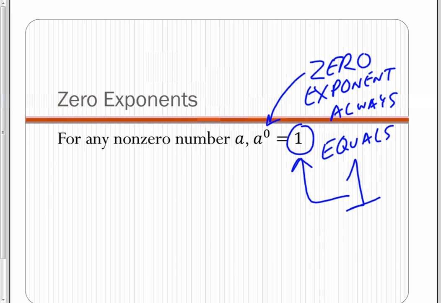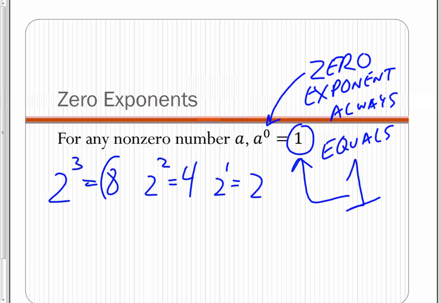This is calculus. You're actually doing low-level calculus in this class because that's why a to the 0 equals 1. If you look at 2 to the 3rd power, what is that equal to? What's 2 times 2 times 2? 8. What is 2 squared equal to? 4. What is 2 to the 1st equal to? 2. Do you notice that these numbers are getting smaller?